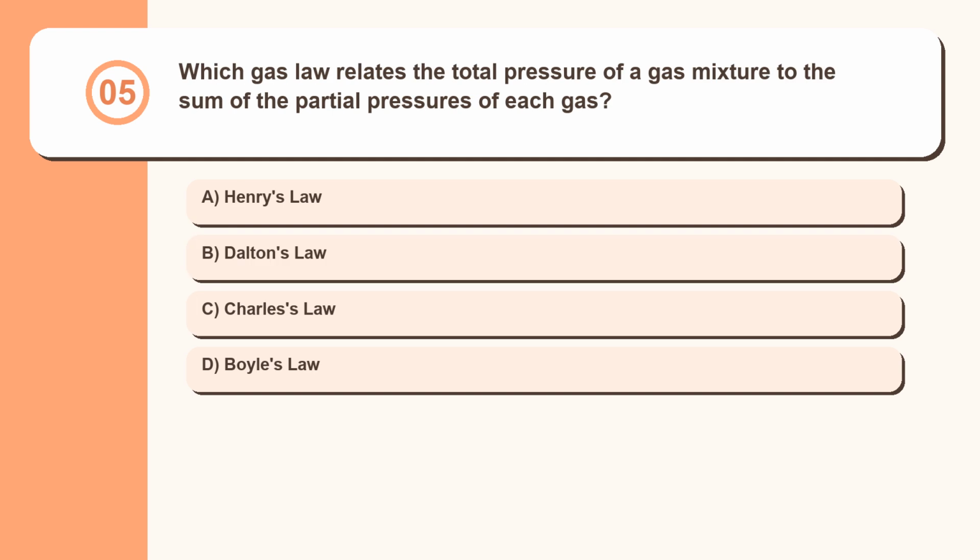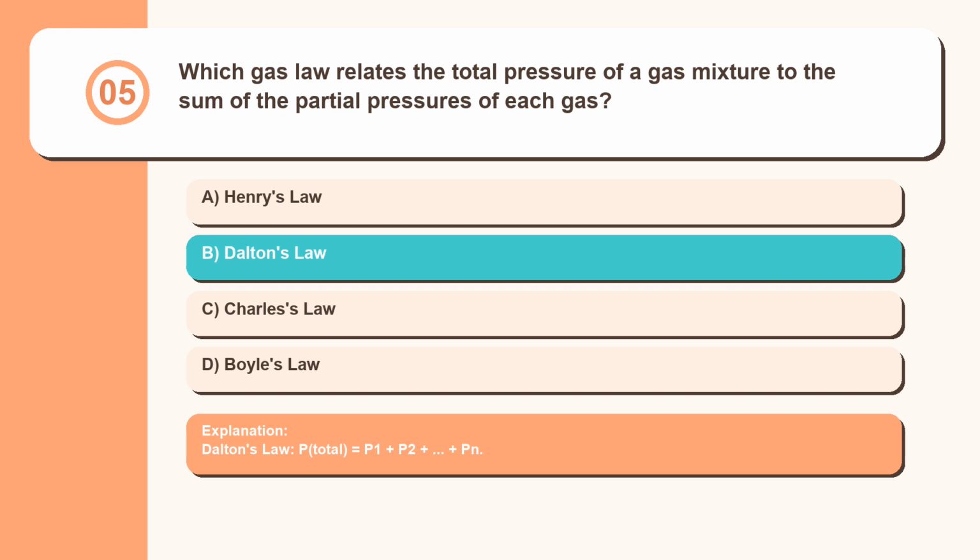Question 5. Which gas law relates the total pressure of a gas mixture to the sum of the partial pressures of each gas? Henry's law, Dalton's law, Charles's law, Boyle's law. Dalton's law: P total equals P1 plus P2 plus Pn.